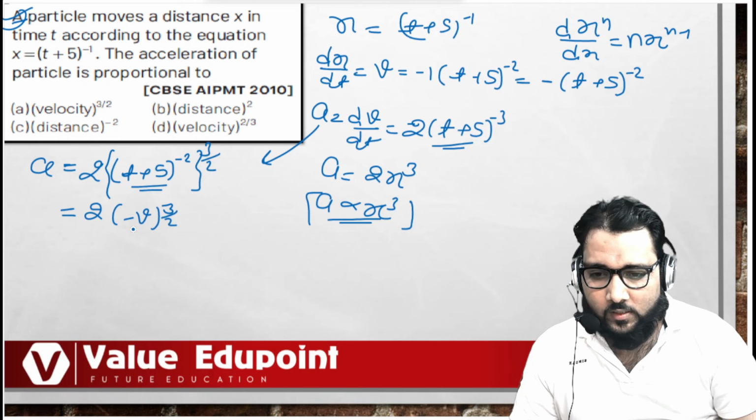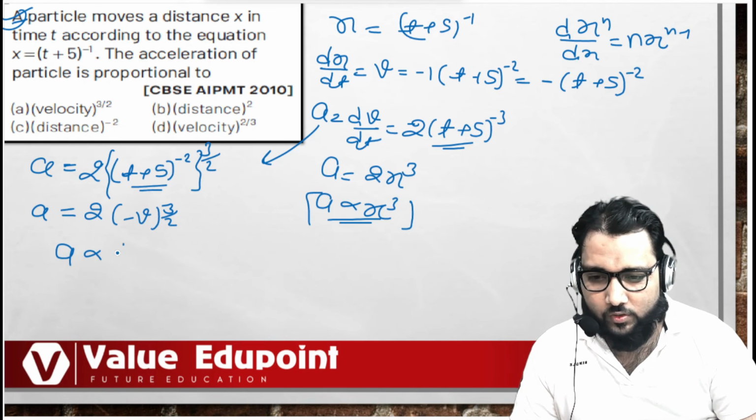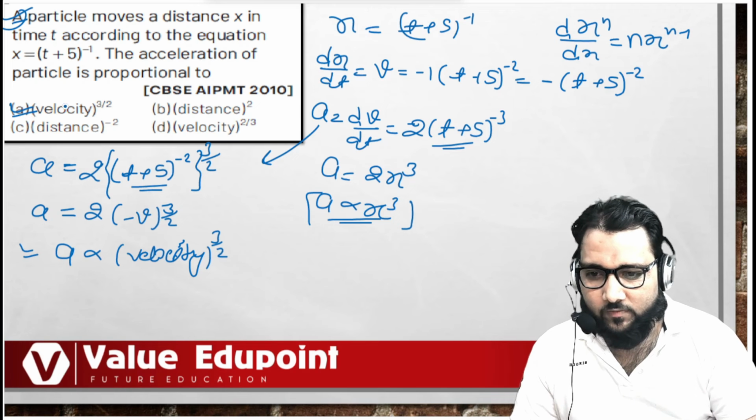Okay, guys. So we need not worry about the minus sign; a is directly proportional to the velocity raised to power 3 by 2. Is it okay, guys? So option number 1 is correct.